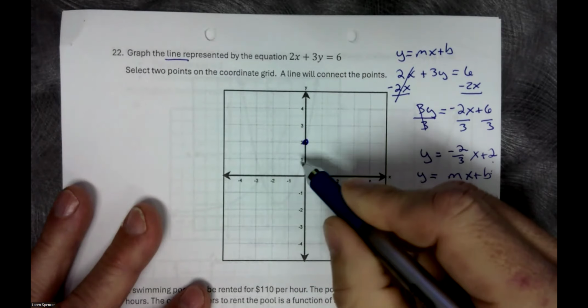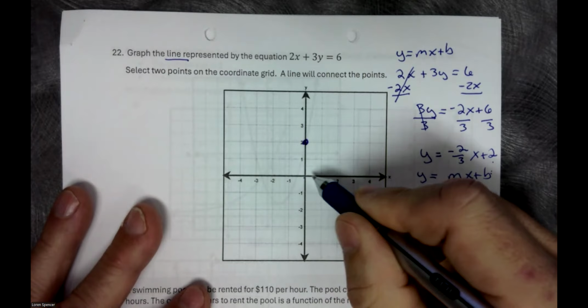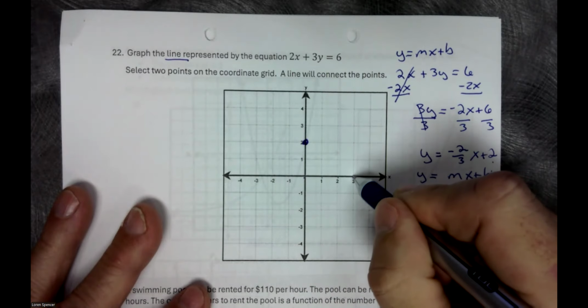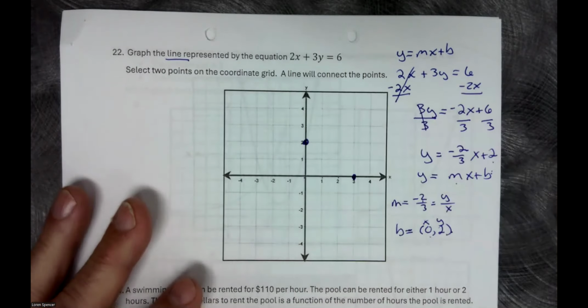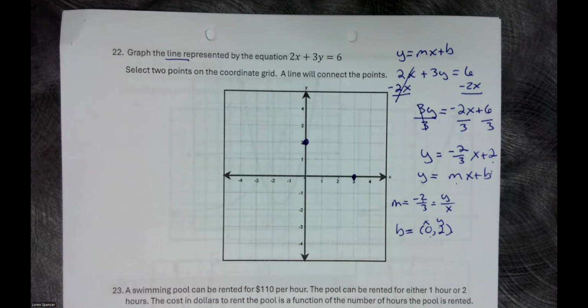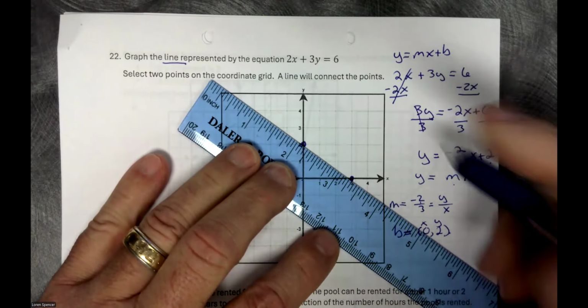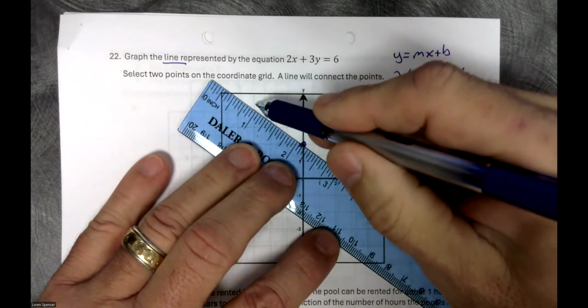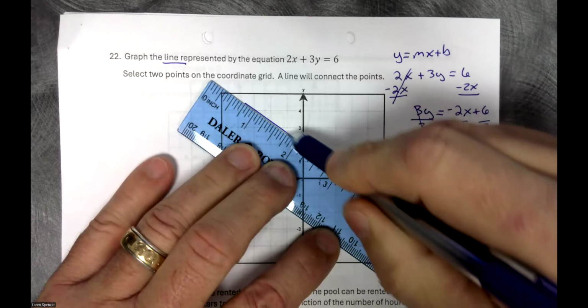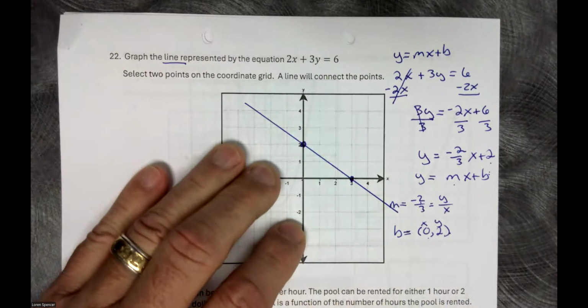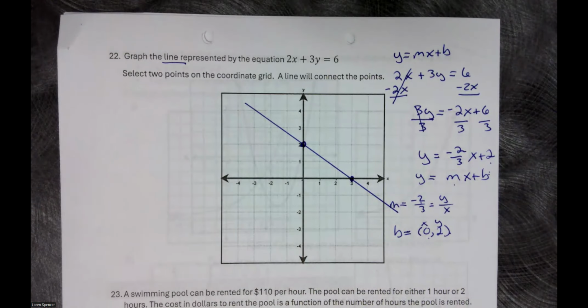And then negative 2 means I'm going down 2, 1, 2, and over 1, 2, 3. And I have 2 points. And if I had a straight edge, I could go ahead and connect those 2 points. And by the way, that's what will happen on your test: you'll plot the 2 points and a line will form with that. So there we go. That's one way.